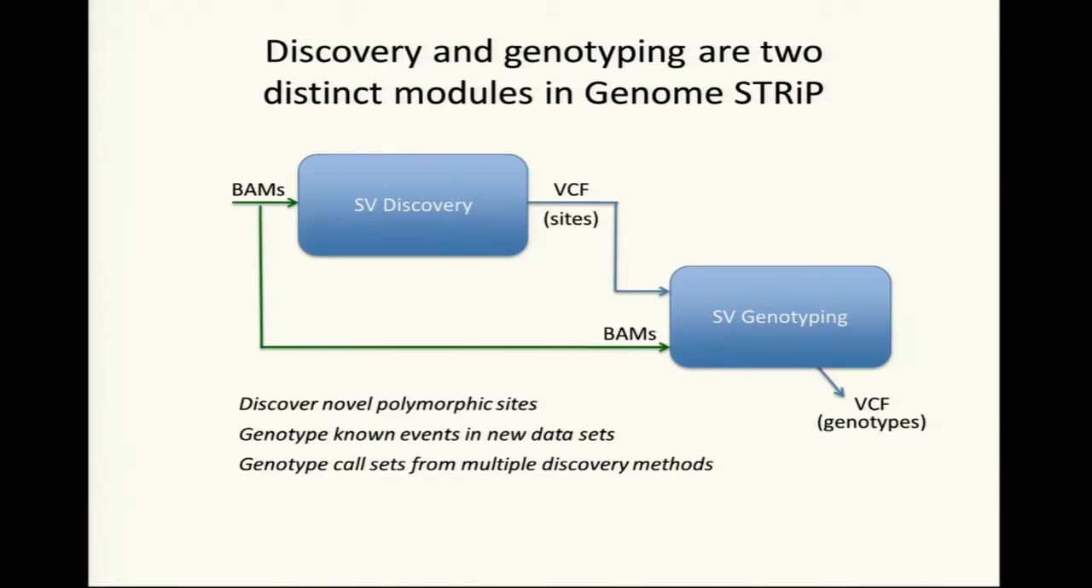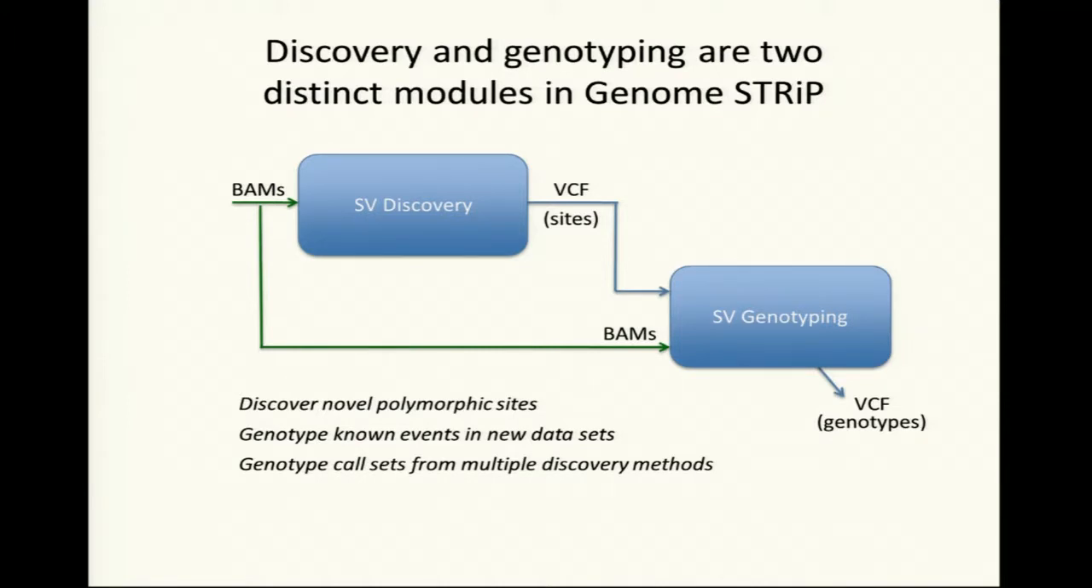So at a high level, in Genome STRiP, one thing we do is we separate the process of discovery from genotyping. Discovery in Genome STRiP is just figuring out whether or not there's a site that's polymorphic in the genome. And then genotyping is trying to assign to each sample their exact genotype at that site, whether they're homozygous for a deletion, heterozygous, or homozygous for the reference.